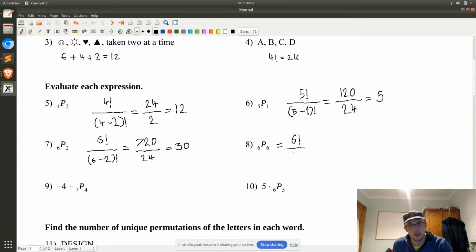Six factorial over 0 factorial, which is 6 factorial over 1. And 6 factorial is 720. That's how many permutations there are of 6 objects. 6 objects on a bookshelf, 720 ways to permute them.